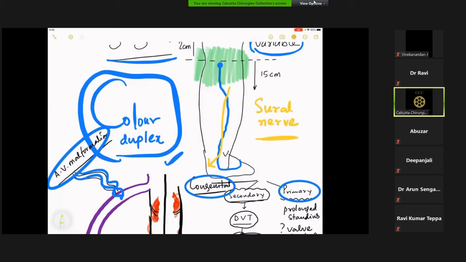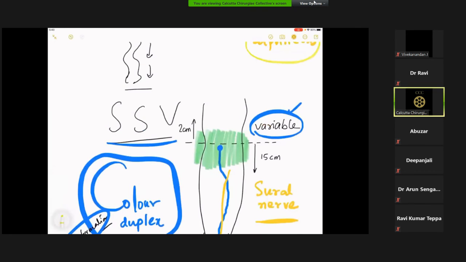is present as a continuation of the dorsal venous arch behind the lateral malleolus, and remember, it goes behind the lateral malleolus and lateral to the tendon of Achilles and joins the popliteal vein at a very variable termination. Important viva question. Either it is 15 cm below the crease of the knee or 2 cm above the crease of the knee.